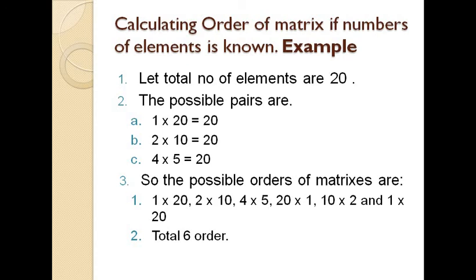Then we can write these in reverse order also. That means 20 into 1, 10 into 2, and 5 into 4. That means a total of 6 orders. Now why have I written this? Because 2 into 10 is not the same as 10 into 2, because here the number of rows and number of columns are interchanged, and when the number of rows and number of columns are not the same, then the orders of both matrices are different. So you will have to keep this in mind.